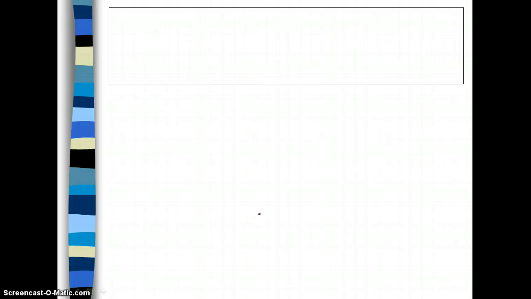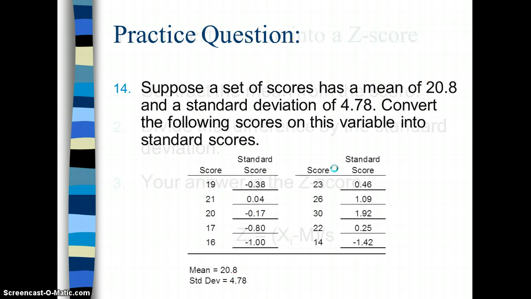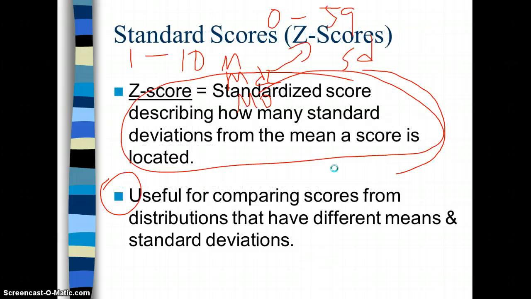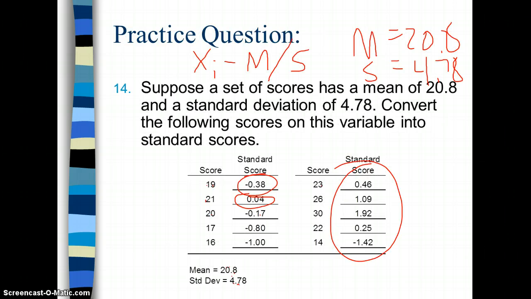And these standardized scores, I'm sorry, I'm going back. These standardized scores are simply a representation of how many standard deviations from the mean a score is located. So this score 19 is negative 0.38 standard deviations from the mean. This score 21 is 0.04 standard deviations from the mean. The score 20 is negative 0.17 standard deviations from the mean. So you can tell where they are in terms of above or below the mean, etc.